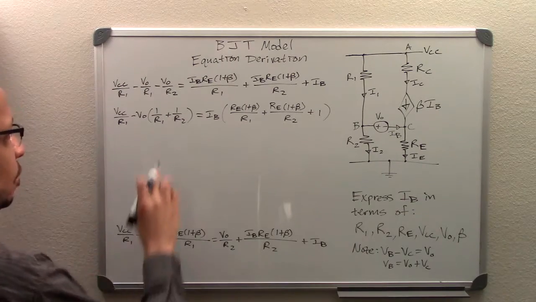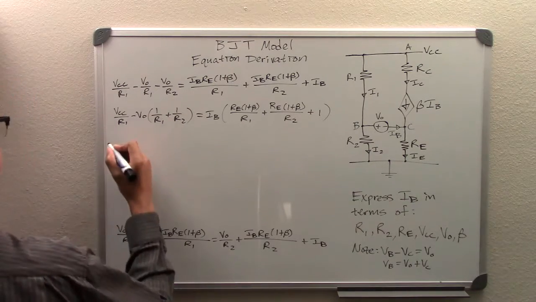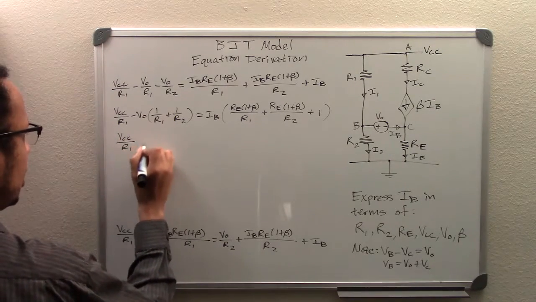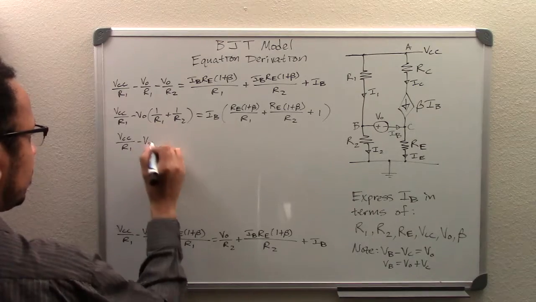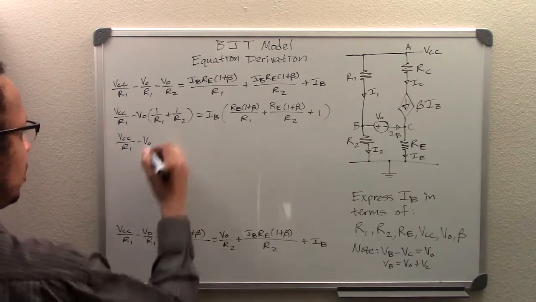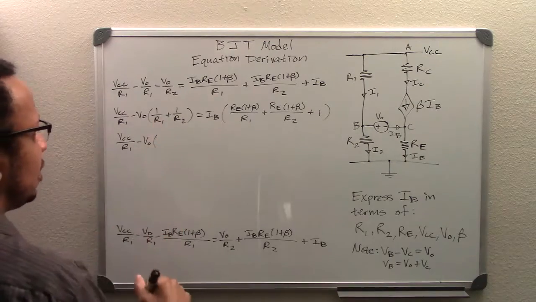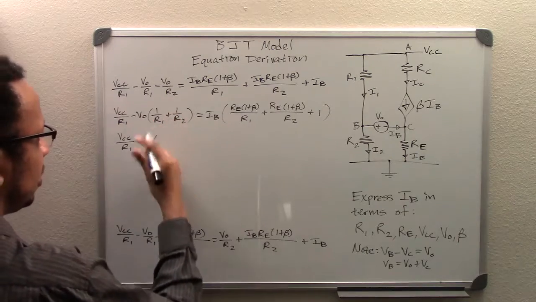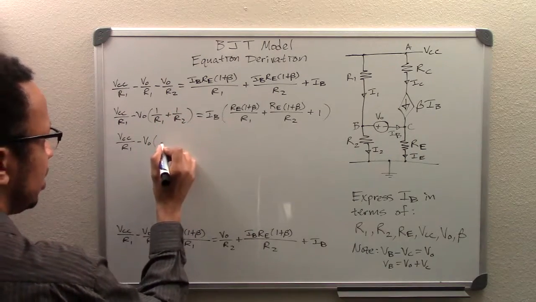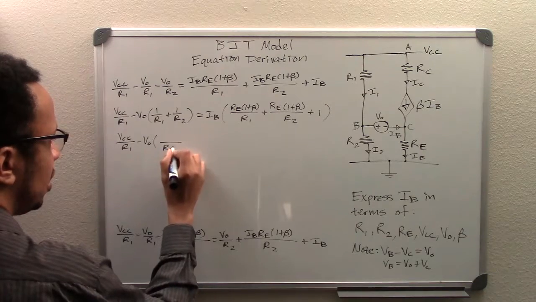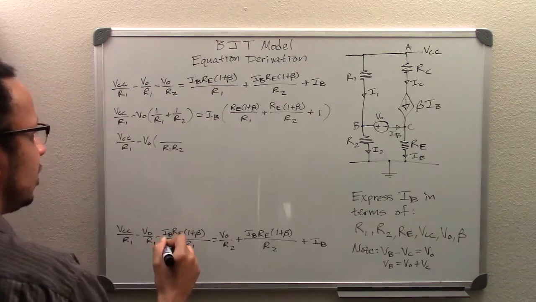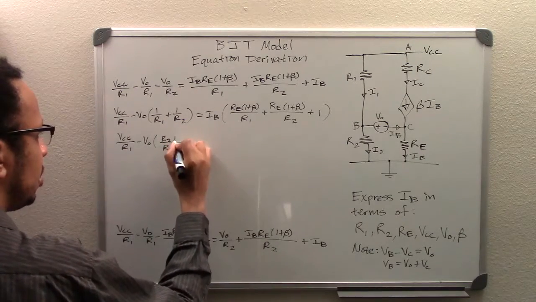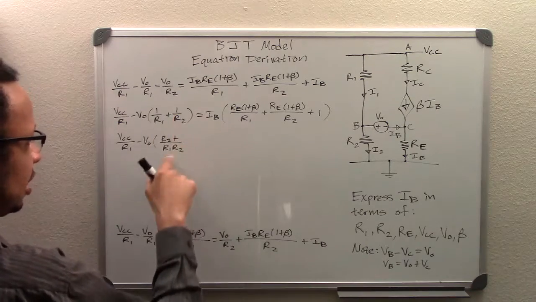Next, let's add these up. So now we have VCC over R1 minus V sub 0. In order to add them up, I'm going to use our algebra skills and multiply on each of those sides, and the common denominator is R1 times R2. To get that, multiply by R2 over here, so that's R2 plus, what do we need over here in order to make that true? R1.